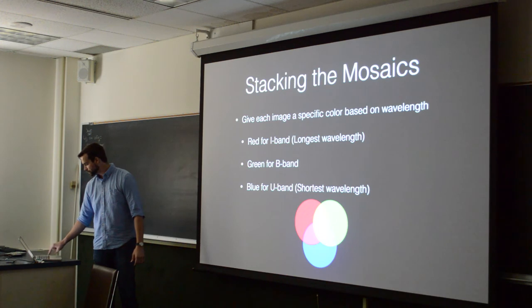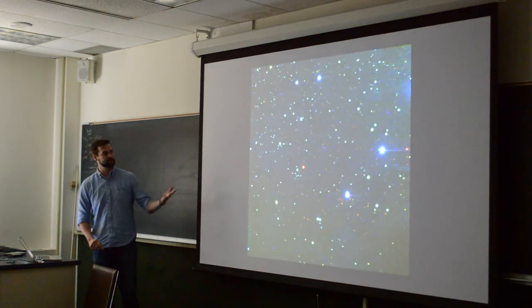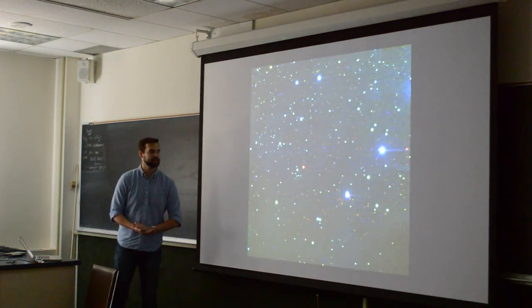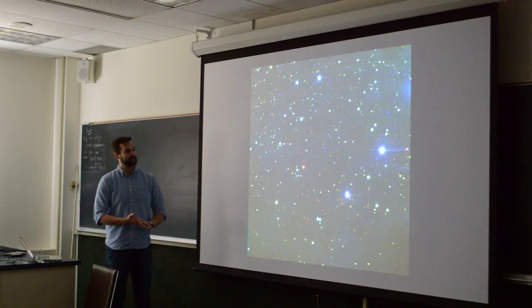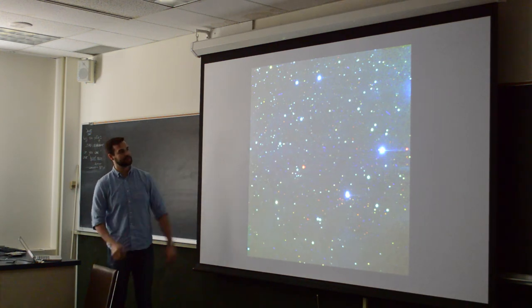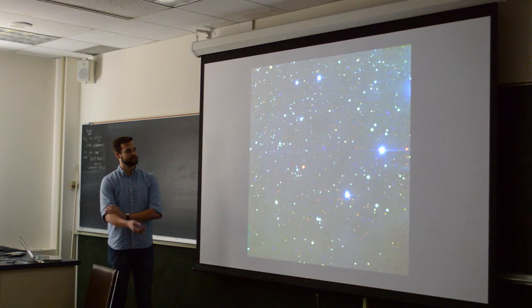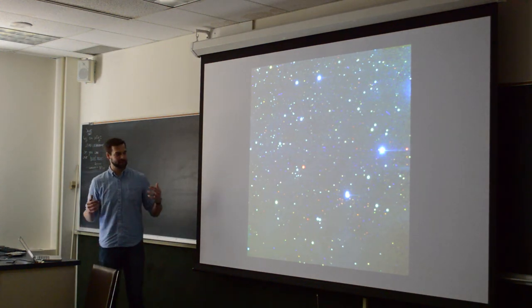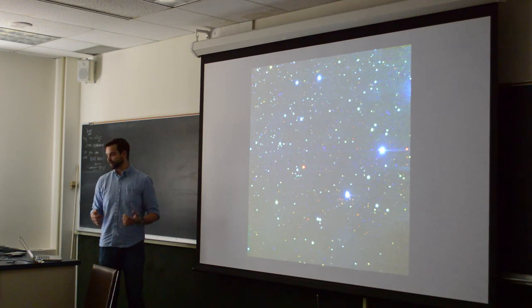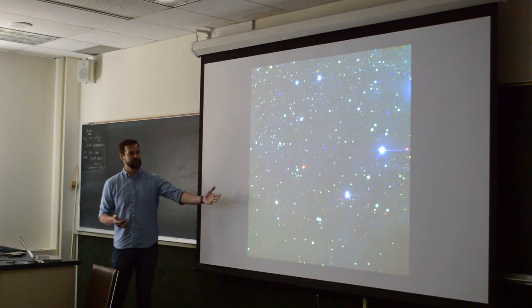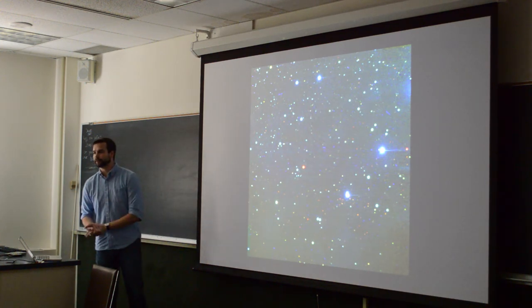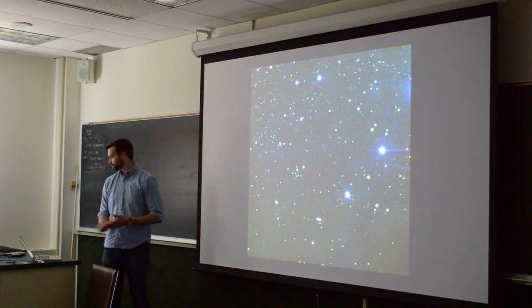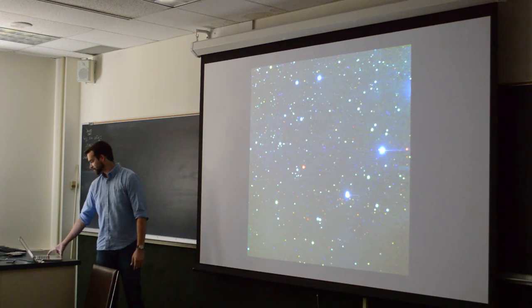So this is what the three mosaics look like stacked on top of each other and colored. You can make out some color in there. It's not the brightest, but this is what I've done to this point. From here, I'm going to use the data from each band to determine the excess ultraviolet light coming from these objects, and then use that to determine the accretion rate eventually. So that's it.